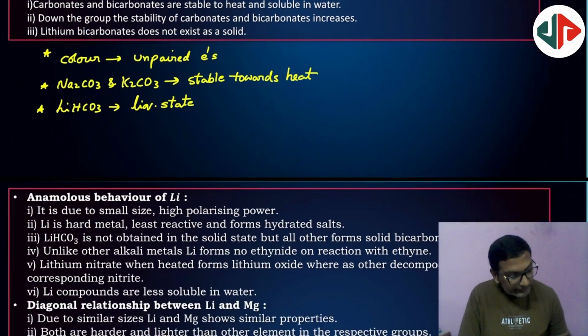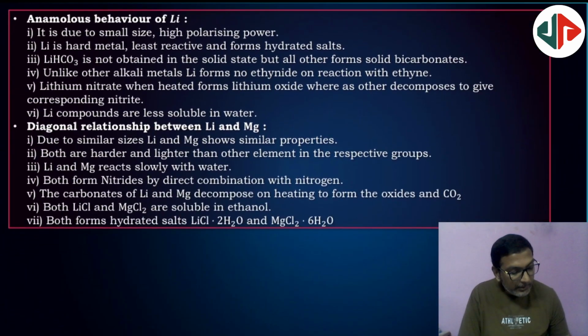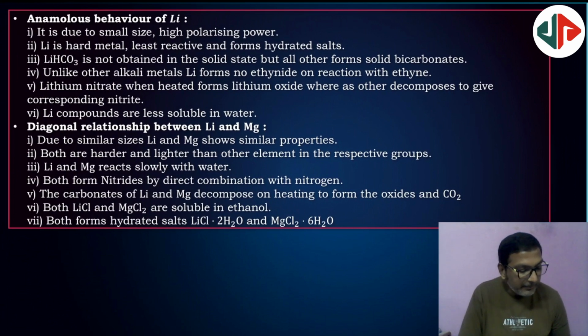Next, anomalous behavior of lithium is due to small size, high polarizing power, and due to absence of d orbitals in valence shell. Small size, high polarizing power. It is hard, least reactive and forms hydrated salts. These are anomalous properties. Anomalous properties means properties of lithium different from that of the rest of the elements.